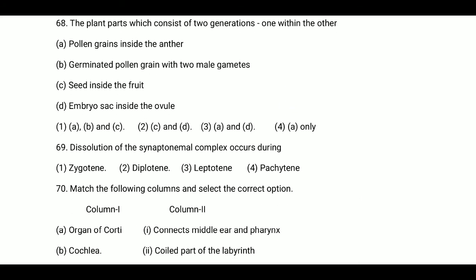Dissolution of a synaptonemal complex occurs during. So chapter, you have to remember, cell cycle and cell division. Dissolution of synaptonemal complex is with respect to crossing over, not synapsis. So you have to remember cell cycle, cell division, meiosis, prophase 1: leptotene, zygotene, pachytene, diplotene. For this again the right answer is diplotene process.